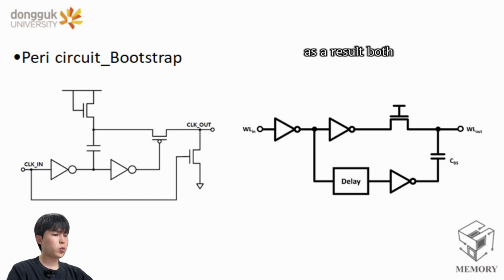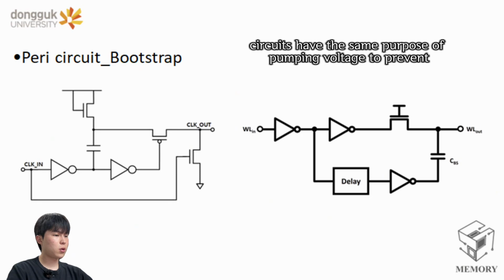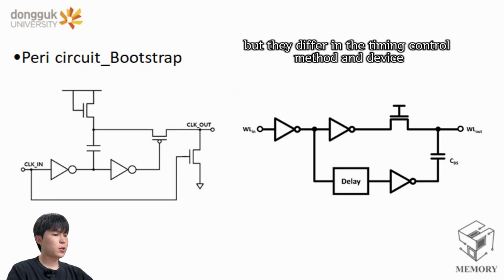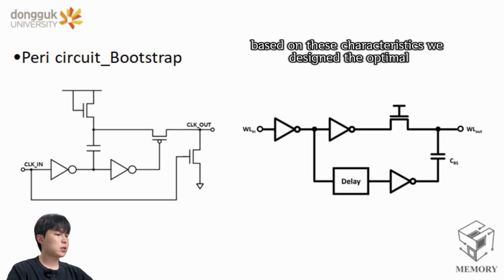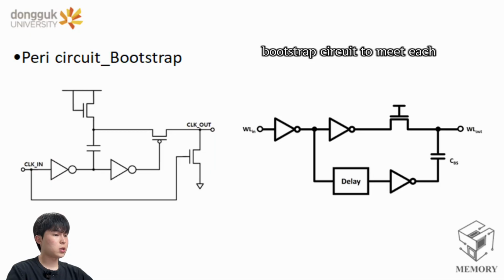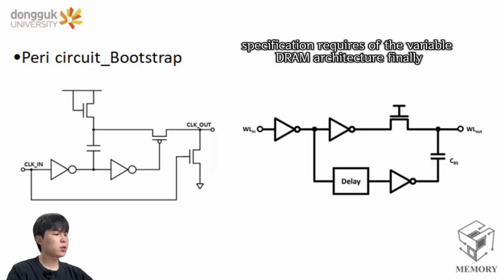As a result, both circuits have the same purpose of pumping voltage to prevent threshold voltage loss, but they differ in the timing control method and device configuration to raise voltage. Based on these characteristics, we designed the optimal bootstrap circuit to meet each specification required of the variable DRAM architecture.